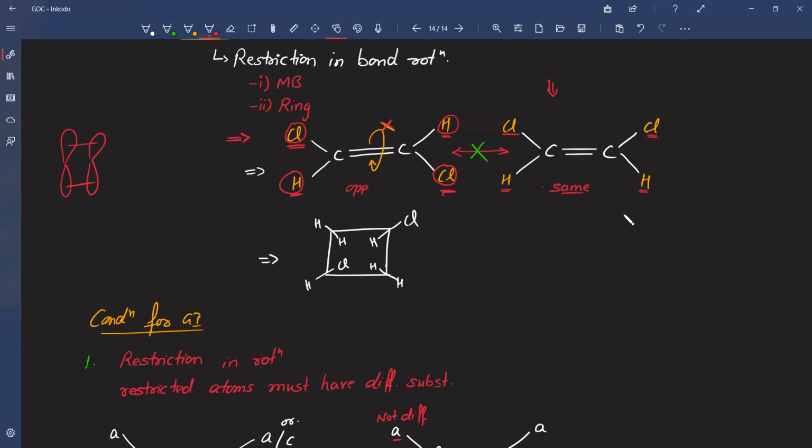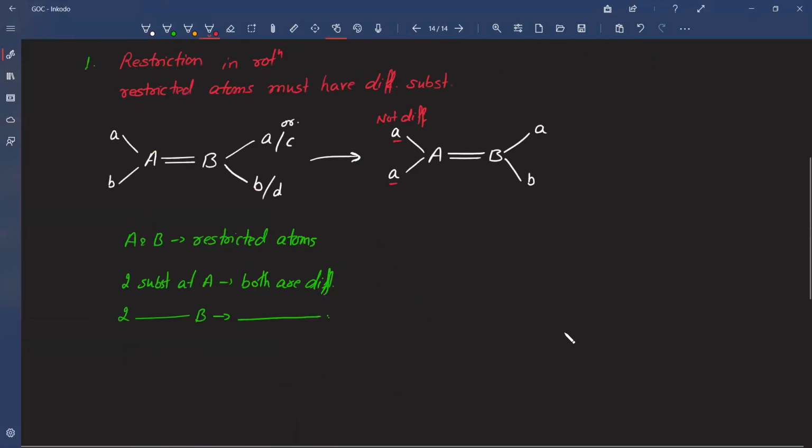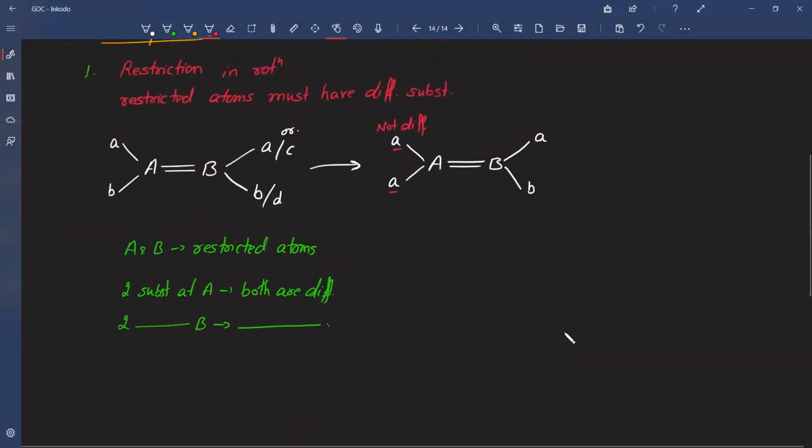We'll see what the nomenclature of this is later. But for the time being, as you can see, the atoms are on the opposite side in the first structure, and they are on the same side of the double bond in the second structure. So that is the difference. Now, if the restricted atom, let's say A, has both the atoms or substituents attached to it same, then what will happen? How will you have a different orientation?